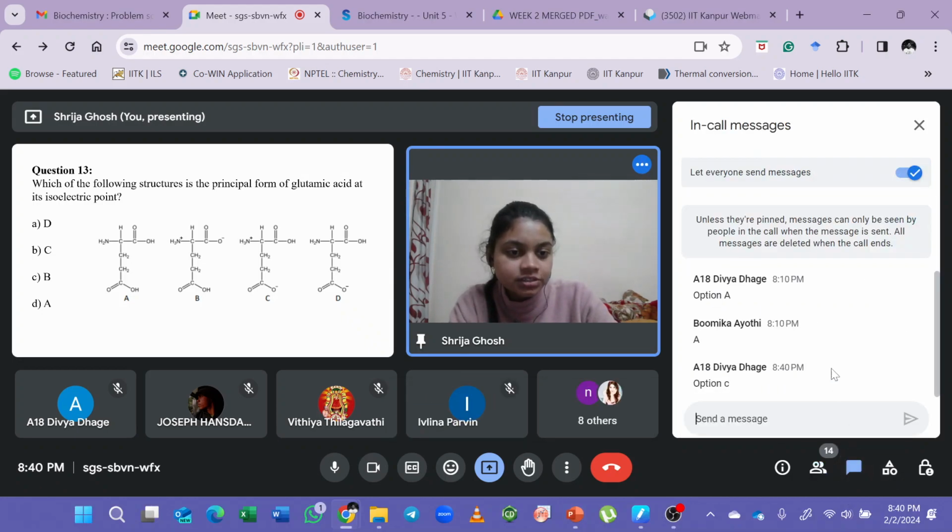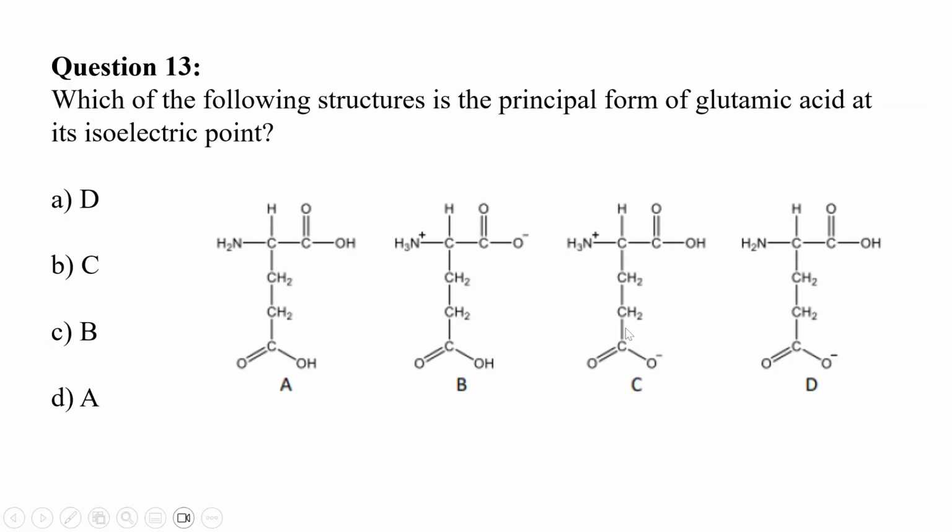Okay, someone has written option C. Yes. Okay, we'll see. So option B, we have the amino group and the carboxylic group charges, and the net charge is 0. Option C also we have net charge 0, and then option D we have a negative charge. So we can rule out the option D first.